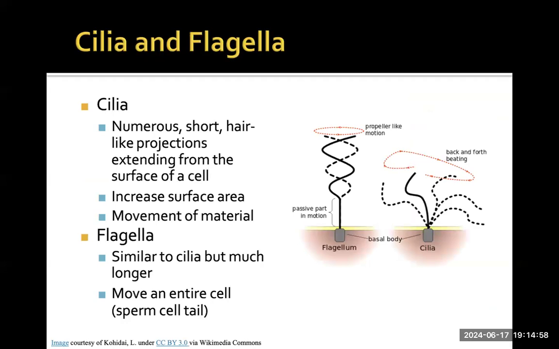Okay, so your next organelles are cilia and flagella. These ones are really specific and only found in a couple of different places, but they both help with movement. So cilia are going to be numerous, short, hair-like projections, or sometimes people say finger-like projections, that extend from the surface of the cell. They're going to increase surface area and help move material. Flagella are very unique, again, because they are only attached to a sperm cell. They're what you would call the tail, and they help the sperm move.